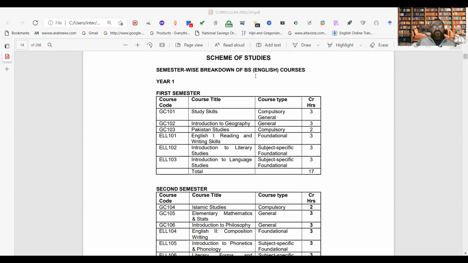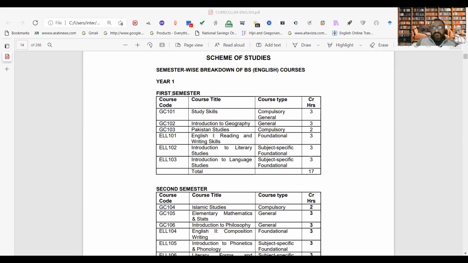Semester-wise breakdown of BS English course. Okay, it was BA in English. Before, it was 2 years. Then the government changed it, and now HEC, Higher Education Commission of Pakistan, has revised it. So it has a semester-wise breakdown.